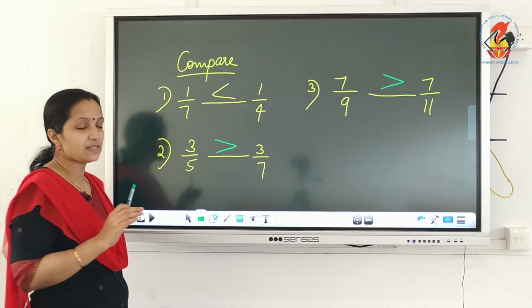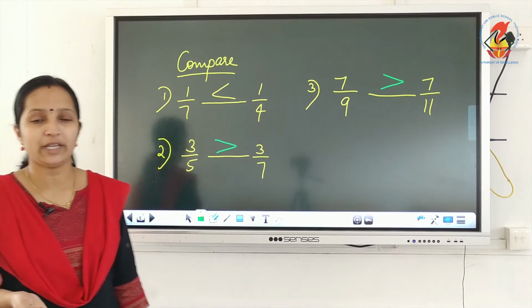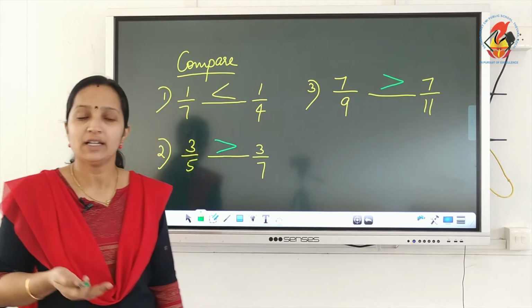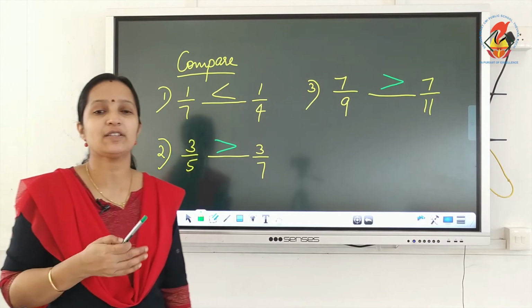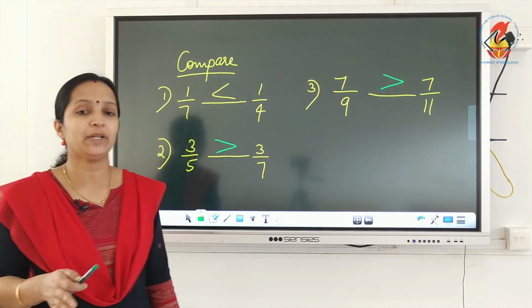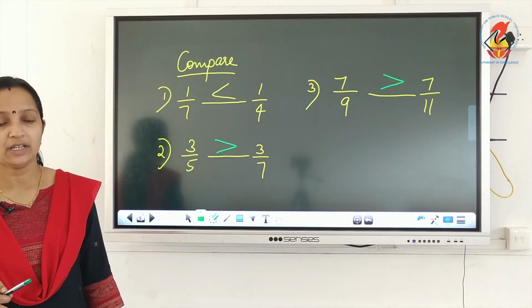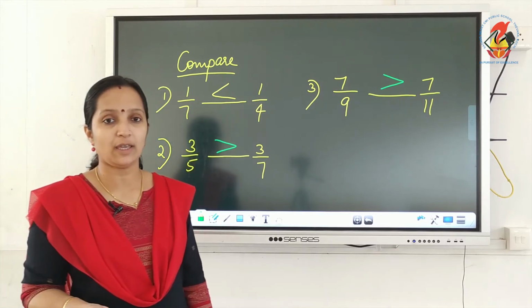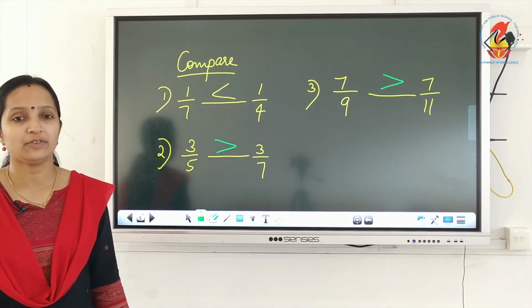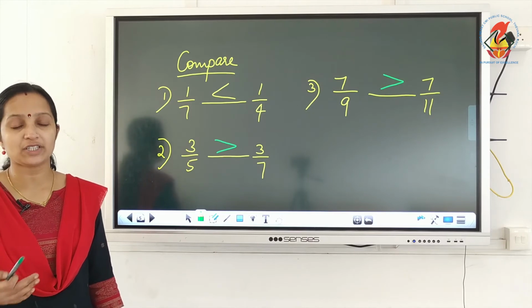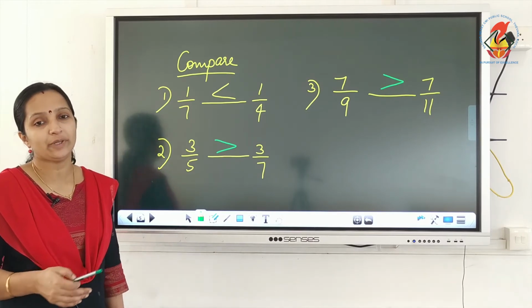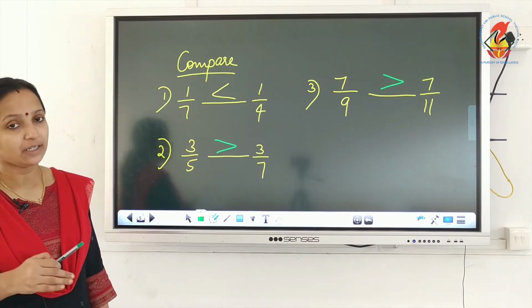If two fractions have the same denominator, that means if they are like fractions, always the fraction with greater numerator will be the greatest fraction. If the numerators are same and denominators are different, the fraction having the smaller denominator will be the greatest fraction.